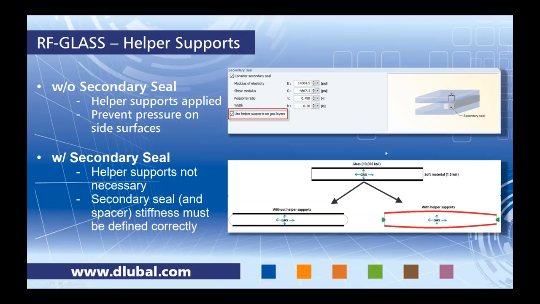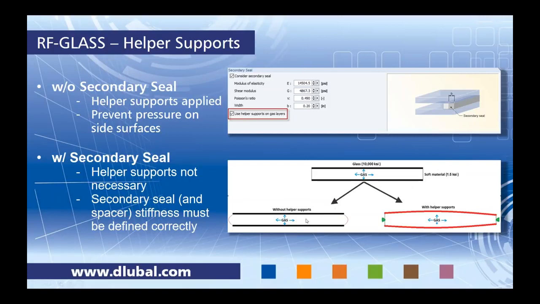Well, let's refer to this figure down here. We have our gas layer, and our gas layer on either side has glass layers. Now, glass is relatively stiff, somewhere around 10,000 KSI. And the program will automatically model a soft material at the edges, something more around 1.5 KSI.